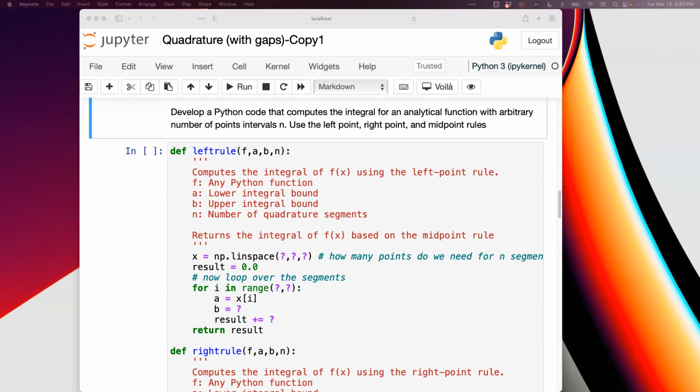So one other thing to think about, if you have 3 points, how many intervals do you have? 2 intervals. You have 5 points, you have 4 intervals. You have 50 points, you have 49 intervals. Okay. We're passing the number of intervals, not the number of points. In the end, it's not really going to make a big difference.